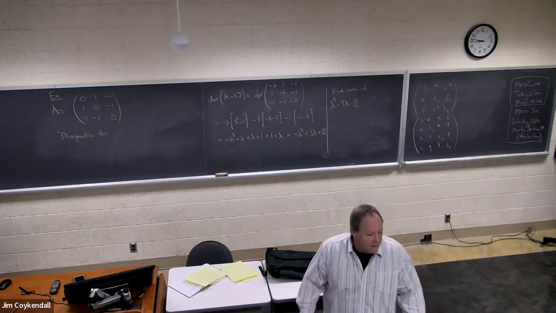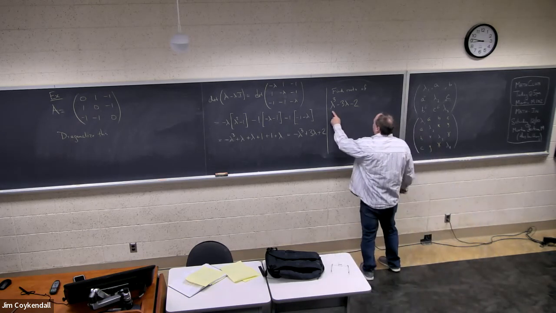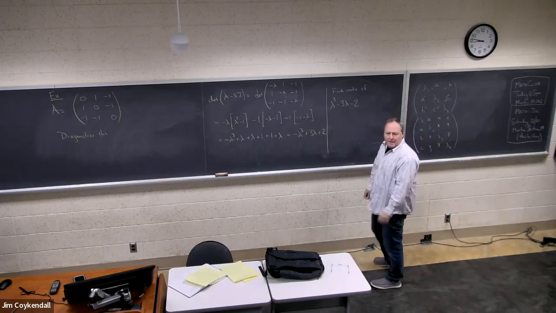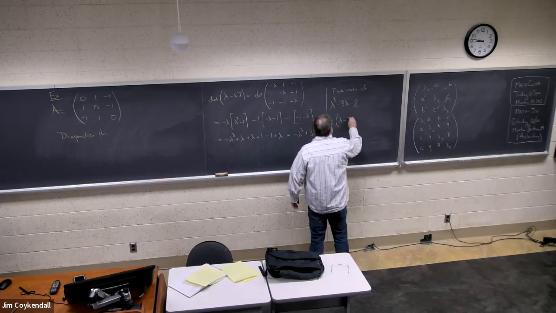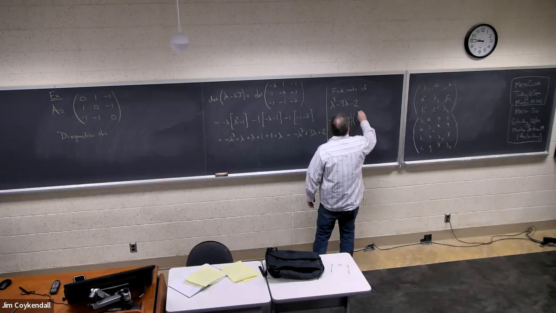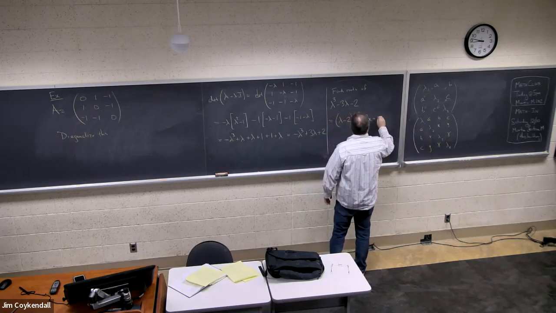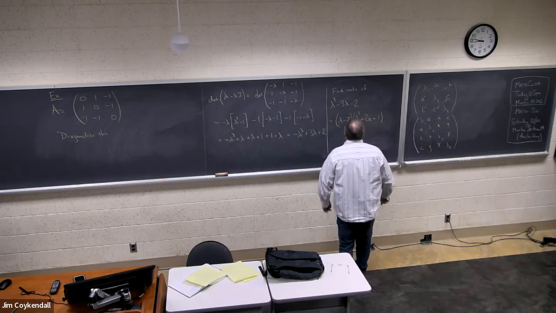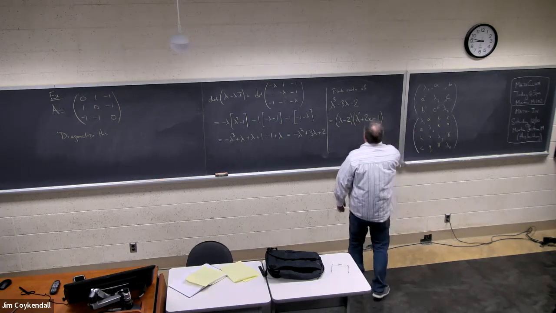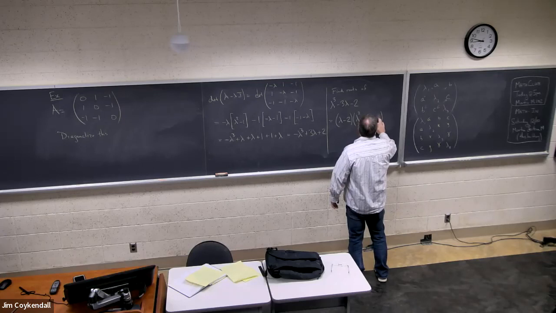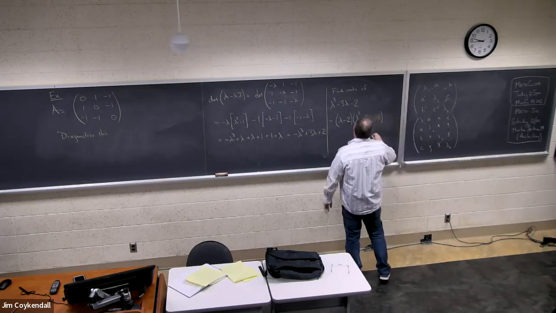Do any of those work? Yeah, two does work, because 2 cubed minus that is 0. So this is lambda cubed minus 2 lambda squared.